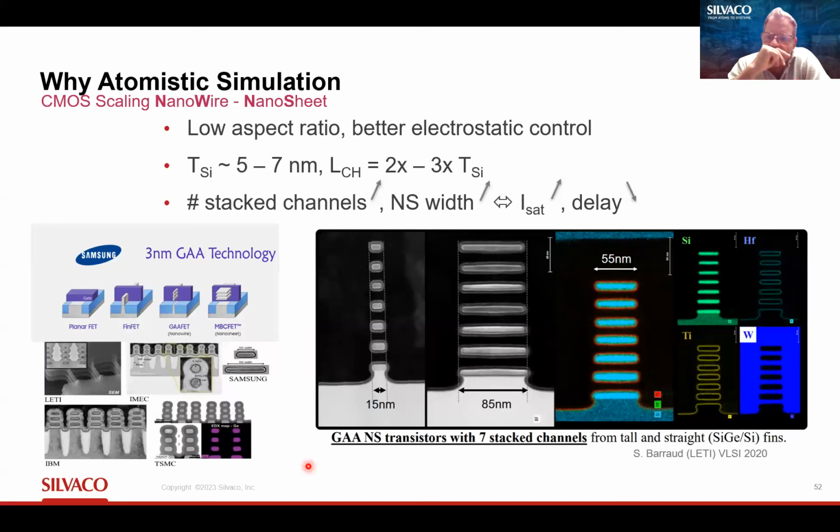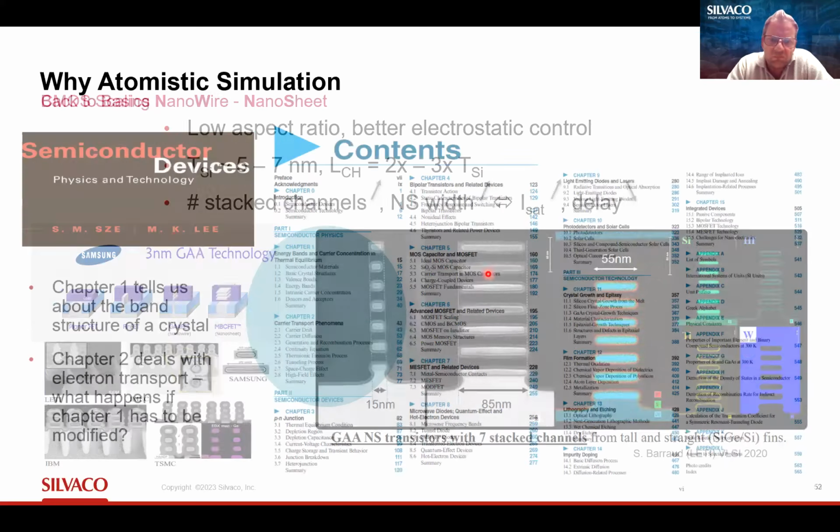At such a small dimension, I think what we can ask ourselves is, hey, for this nanosheet, is the behavior of this layer here in the middle the same compared to the one at the top or the one at the bottom? So in other words, this concept of local behavior stops to hold at those dimensions, okay? You can't really assume everything behaves completely the same in the device. So the question is then how to simulate such devices? Can we continue to use TCAD tools? Or do we have to switch to something else like atomistic simulation?